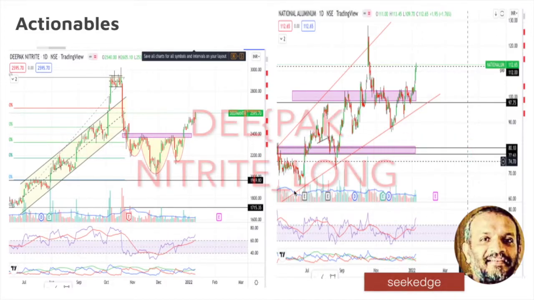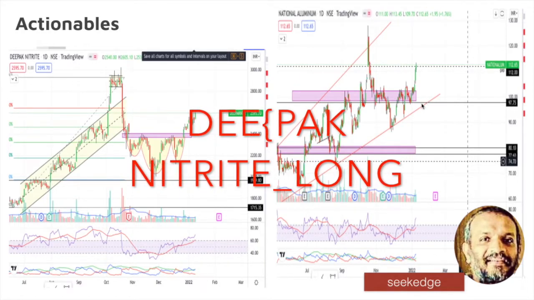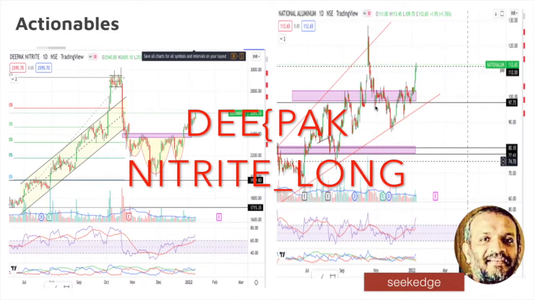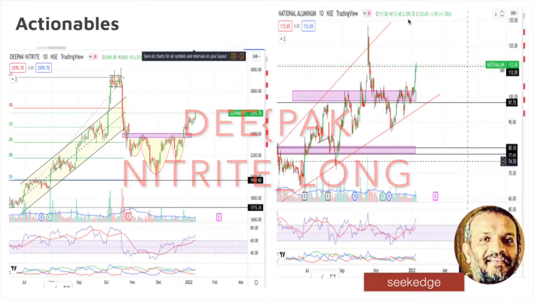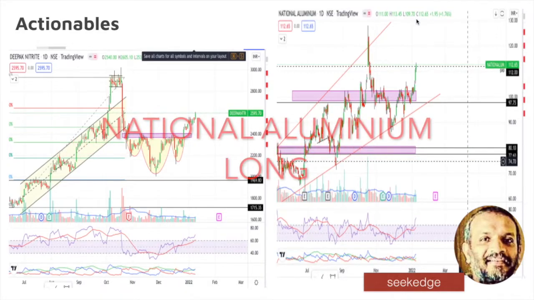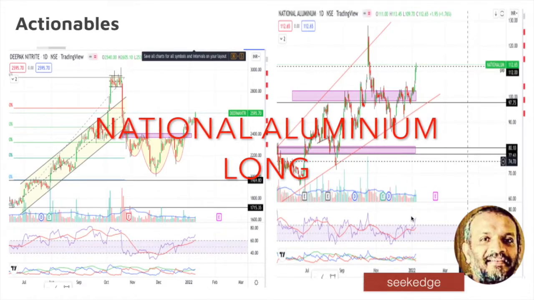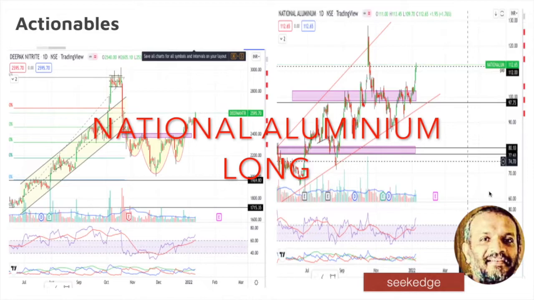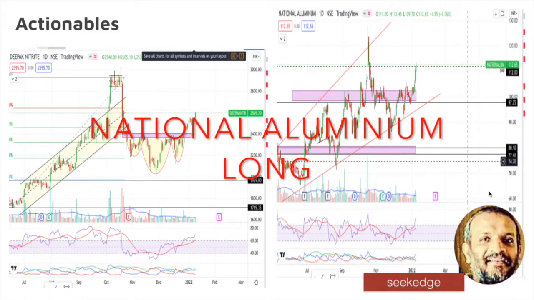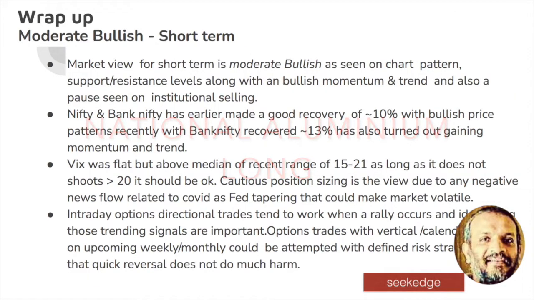National Aluminium has an ascending expanding wedge, which can give good results. It has broken out of a major resistance zone, and it can give a good price movement towards the wedge channel top, up to the 130 level. So 125, 130 levels it can move up to for a swing position. It has good volume, good price pattern, good momentum, good trend. National Aluminium also gives good dividends if you're a long-term player, right? Just for information.